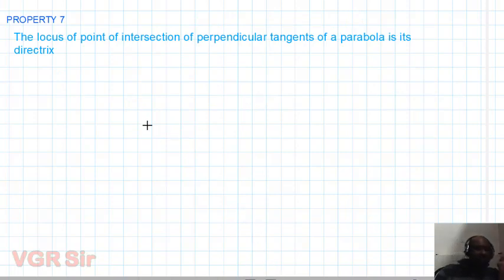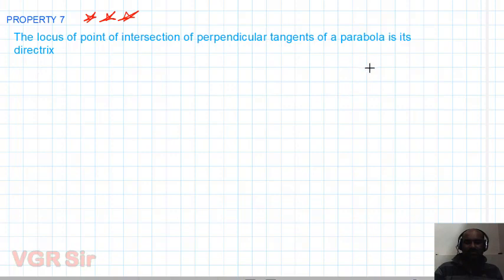Yeah students, another important property, that is, I can say property number 7. The locus of point of intersection of perpendicular tangents of a parabola is its directrix. That is an interesting thing. Already you know that through the extremities of a focal chord you can draw two tangents, and they are always perpendicular. So you want to show that the point of intersection will fall on its directrix. That's all.